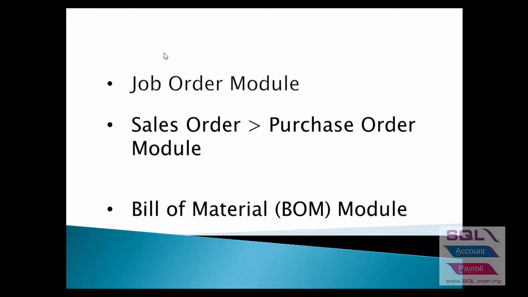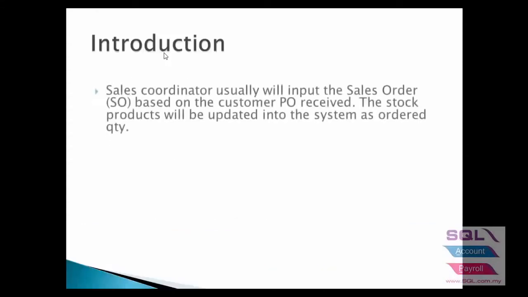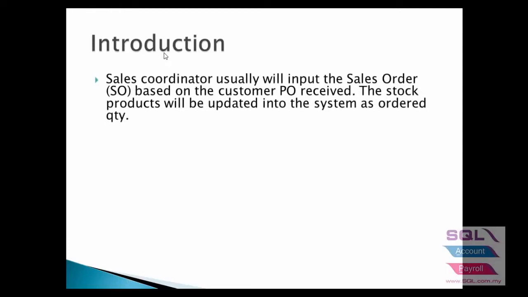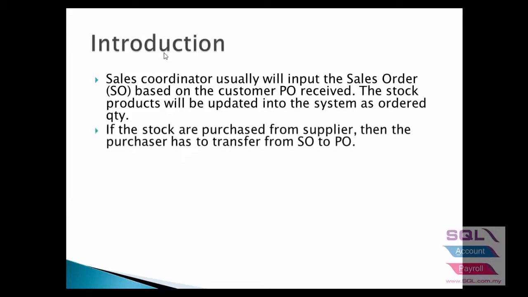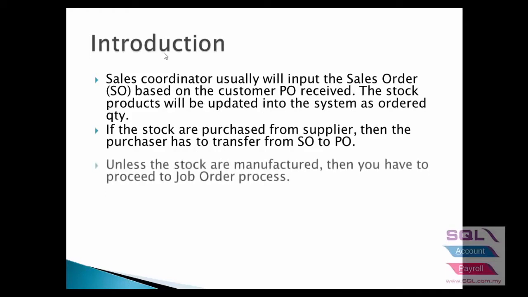Today, we'll be sharing on job order module, sales order to purchase order module, and bill of material module. A sales coordinator usually will input the sales order based on the customer purchase order received. The stock product will be updated into the system as ordered quantity. If the stocks are purchased from a supplier, then the purchaser has to transfer from sales order to purchase order.